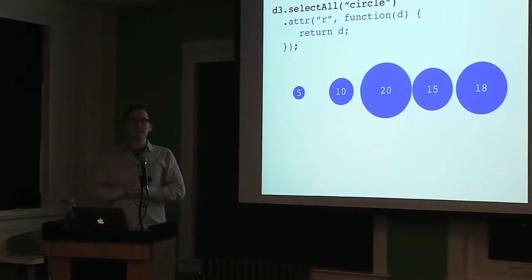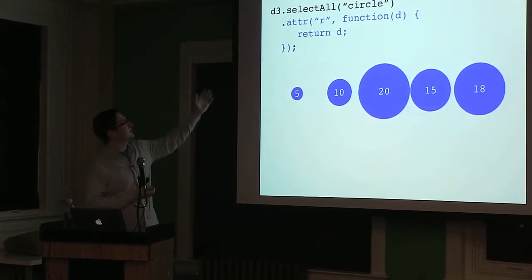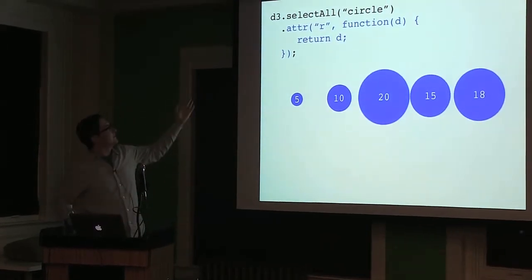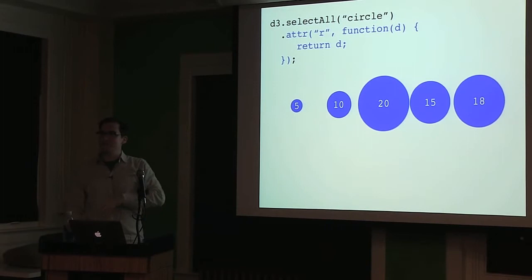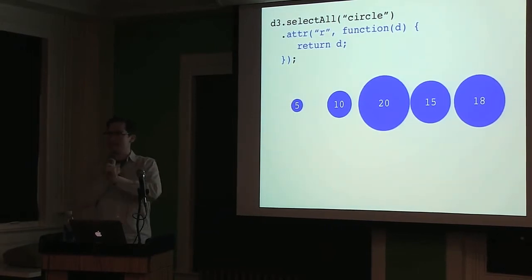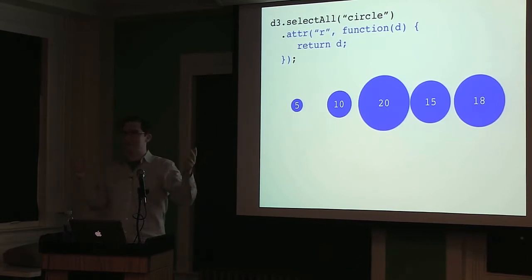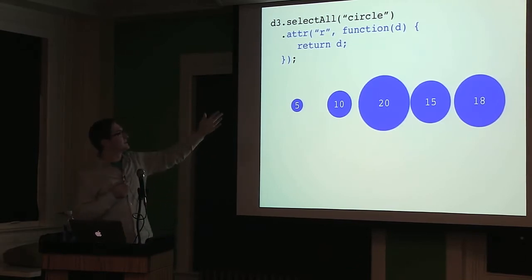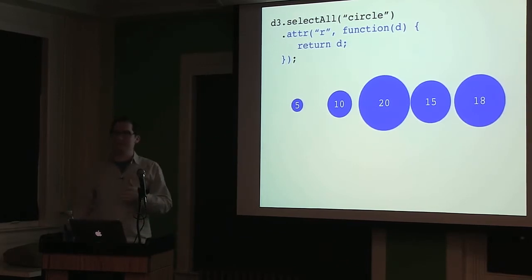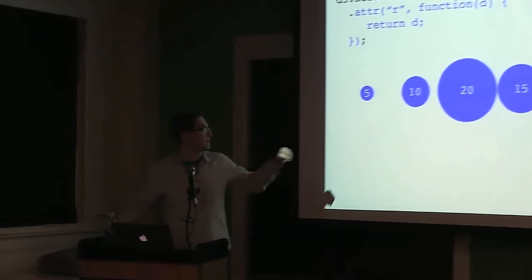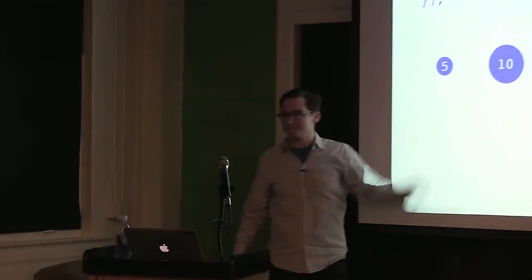So what's really cool about this is you'll notice up in my code, I say d3 select all circle. Now I'm selecting all the circles again. This time they exist, so that's exciting. And then I set the attribute of r, the attribute of radius, and I'm going to set this to d. d represents the data value that's already tied to that one object.